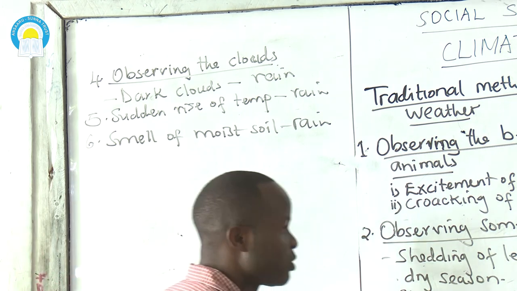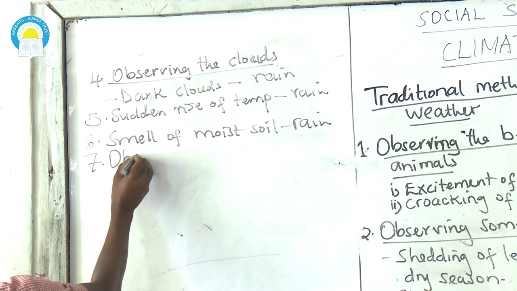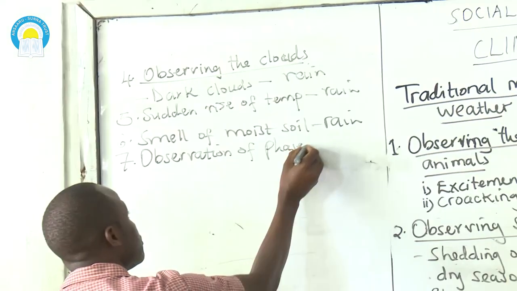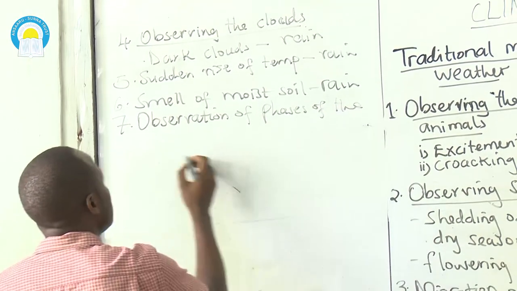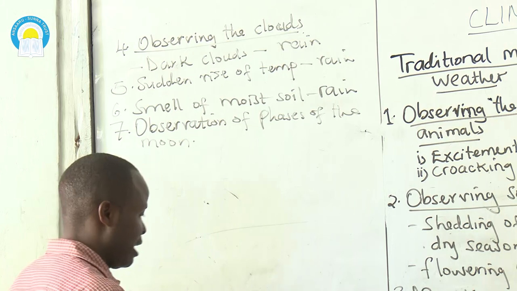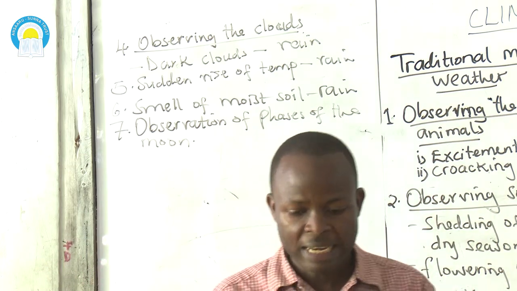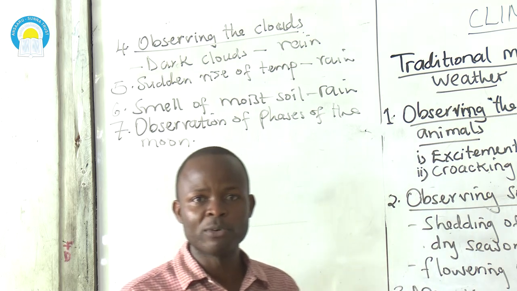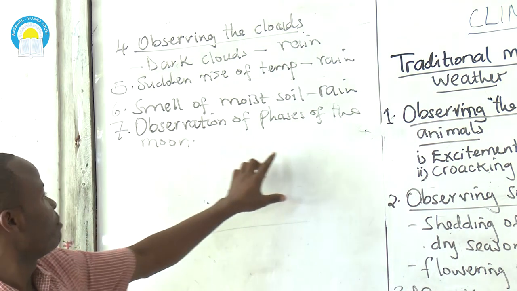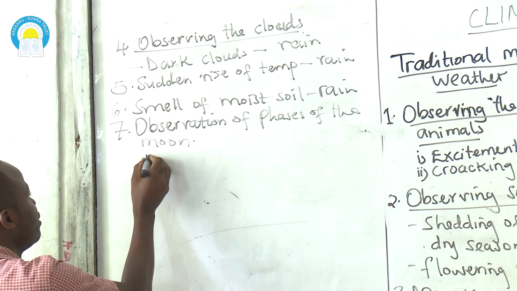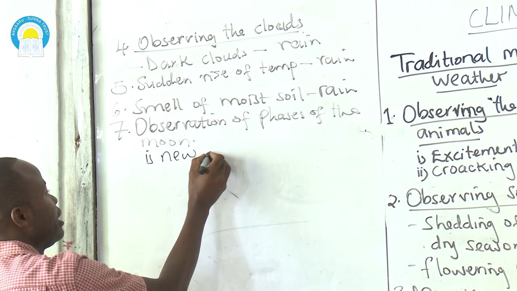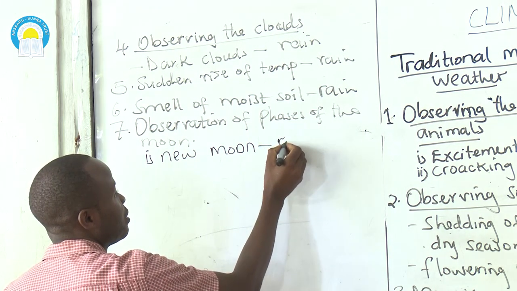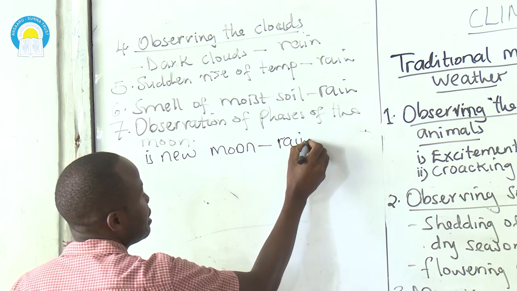Then observation of phases of the moon. In science, I think that is science class 4, you learned about the phases of the moon, whereby you have the new moon, the crescent, first quarter, last quarter, full moon, gibbous, and the rest. So phases of the moon here, when it is new moon, the appearance of new moon indicates rain or rainy season.